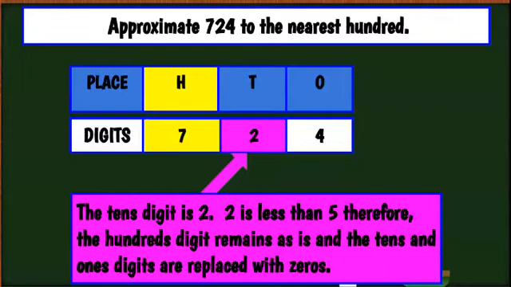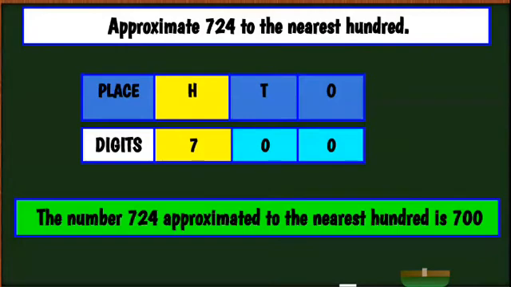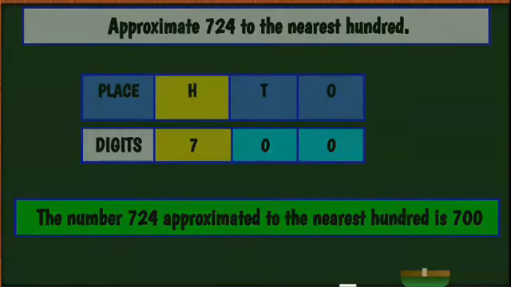2 is less than 5, so therefore the hundreds digit remains as is, and the tens and ones digits are replaced with zeros. So the number 724 approximated to the nearest hundred is 700. Another example.